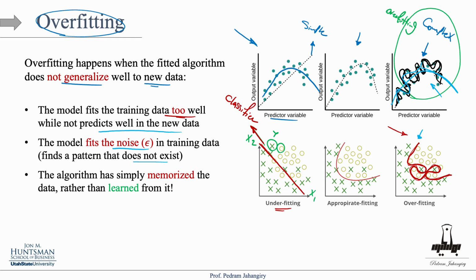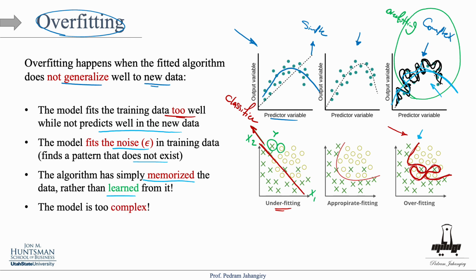Okay. And we also say that the algorithm is memorizing or has memorized the data rather than learning it, right? So when the model is complex, when the model is overfitting, we say that, okay, it seems that the machine is just memorizing the data instead of learning from it. It means that it cannot generalize to a new data set.